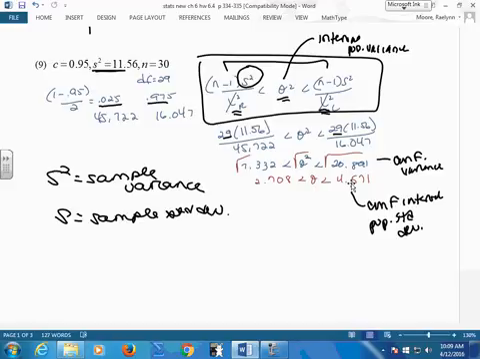Same, and in your calculator, sometimes you work backwards. Sometimes, when you do an L1, you get an SX. That's your standard deviation. You need your variance. Remember how you go to that little table and then square your standard deviation?